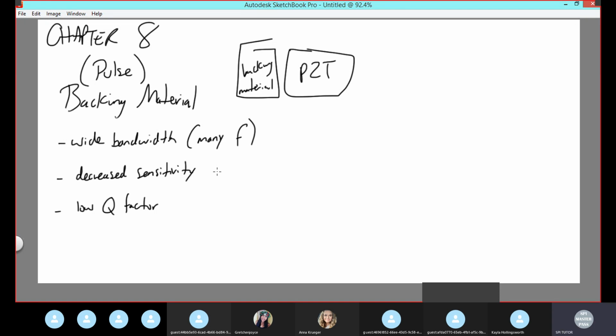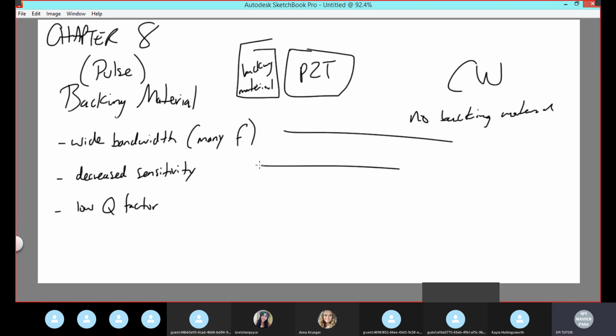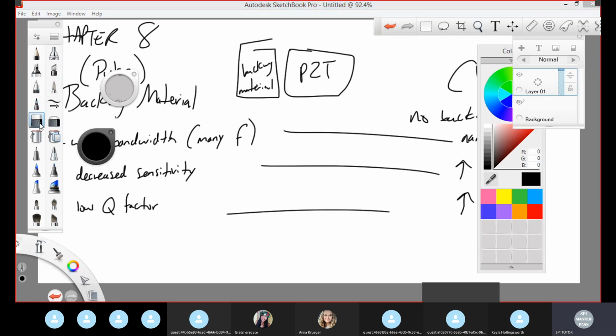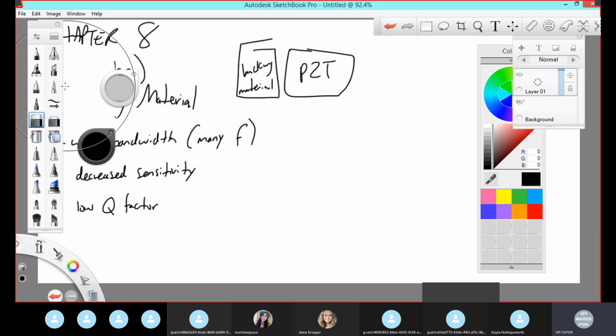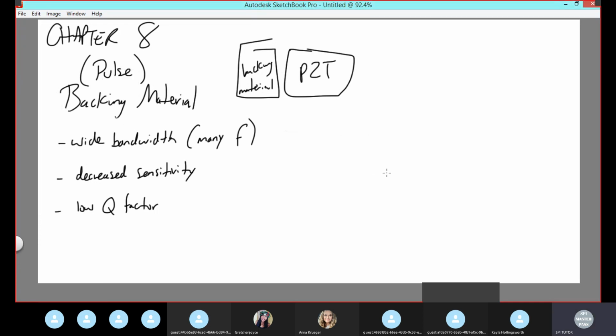So for continuous wave, very easily, you could just do this. No backing material, and then flip each one. Narrow bandwidth, increased sensitivity, high quality factor. And there's your continuous wave. All you do is you just flip it. Okay. But again, I'll discuss it in chapter 19. All right, so that's backing material.